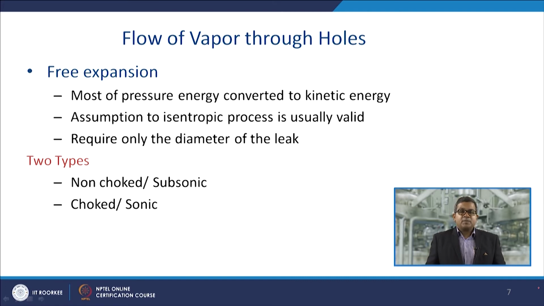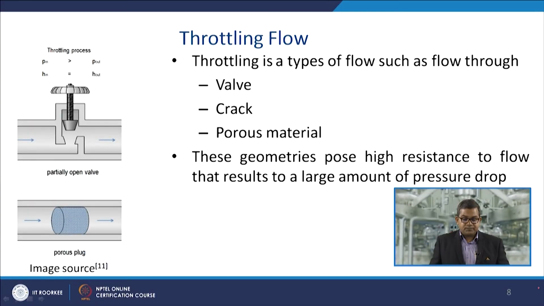Whereas in free expansion, most of the pressure energy is converted into kinetic energy. An isentropic process assumption is usually valid, because while you consider this free expansion you may have to take certain assumptions. They require only the diameter of the leak, so this is a bit easier. There are two types which we need to consider under the head of free expansion: one is the non-choked or subsonic, another one is the choked or sonic one.